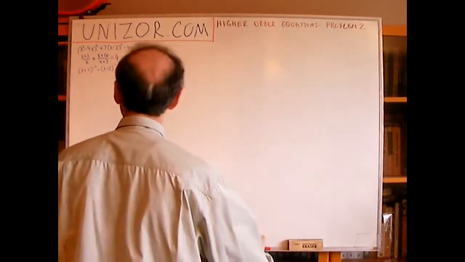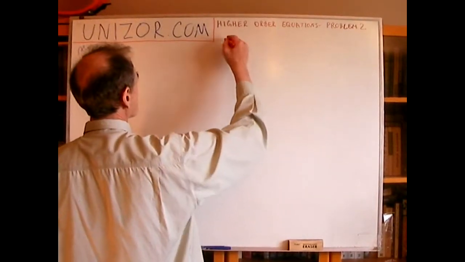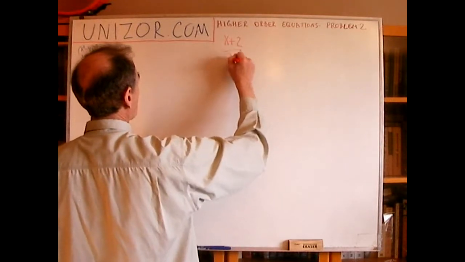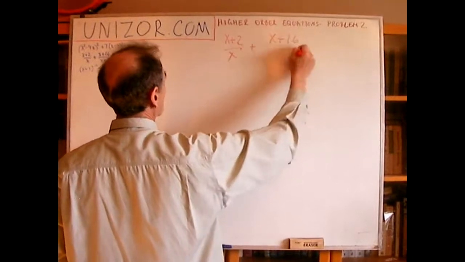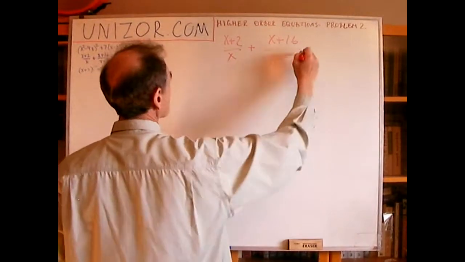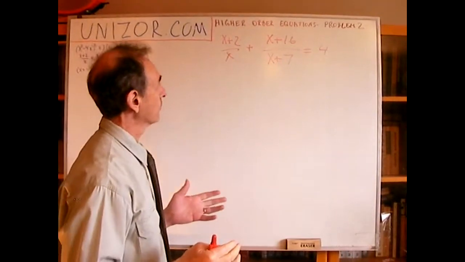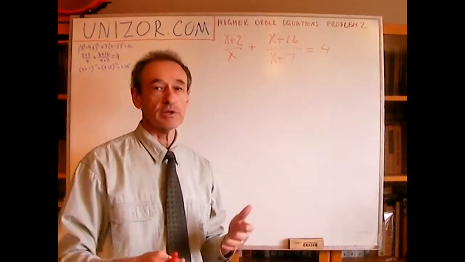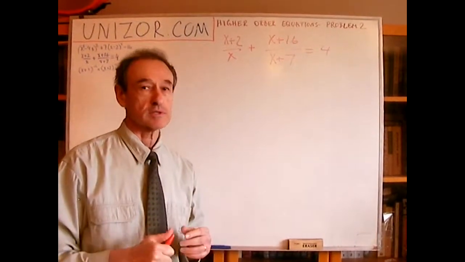Okay, let's go on. x plus 2 over x plus 16 over x plus 7 equals 4. Well, it might look a little scary, and it's obviously non-linear, not quadratic, etc., etc. But there are 2 very important things to say about this.